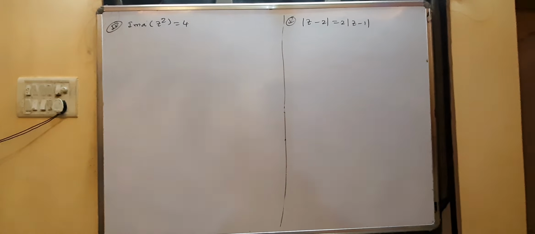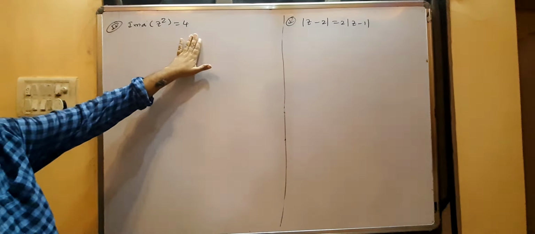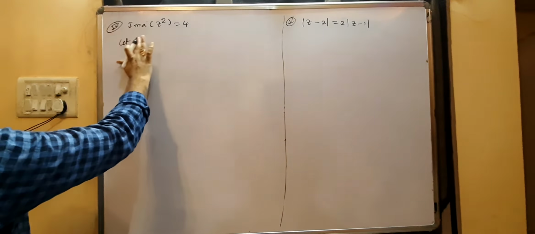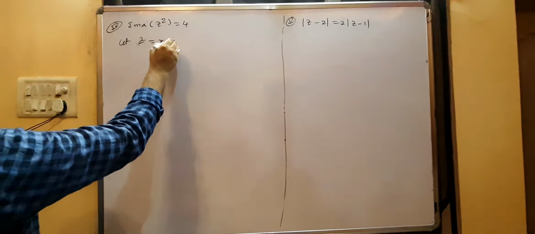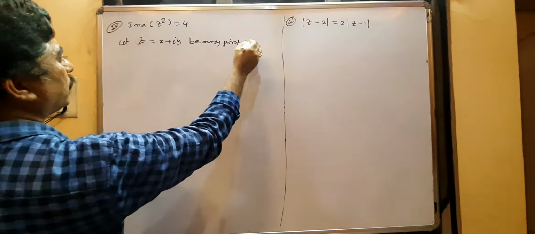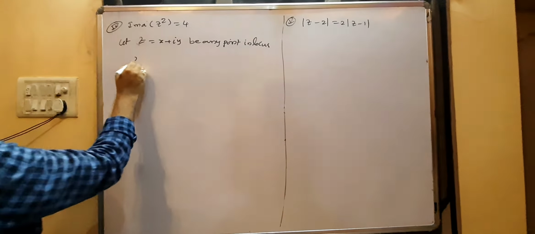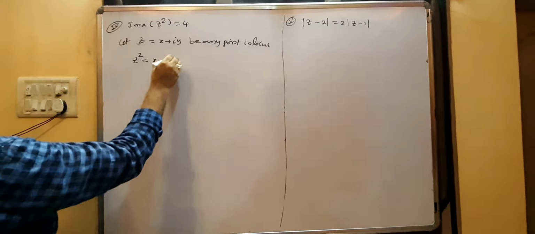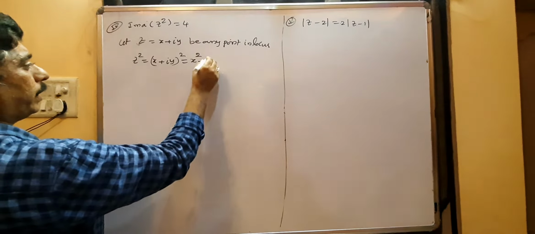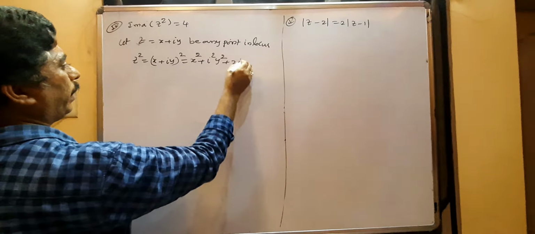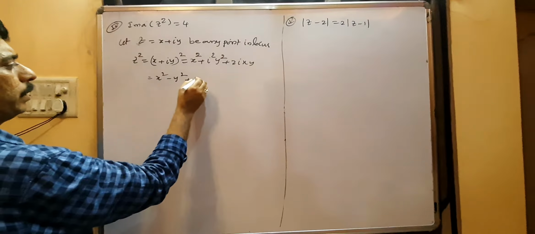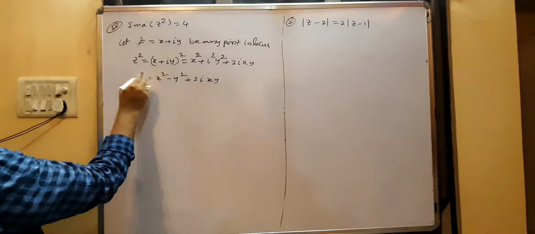Coming to the next question. Imaginary part of z square equal to 4 is given. Then find the locus of z. Let z equal to x plus iy be any point on the locus. Z square you have to find. That is x plus iy whole square. Expand it: x square plus i square y square plus 2ixy, that is x square minus y square plus 2ixy.